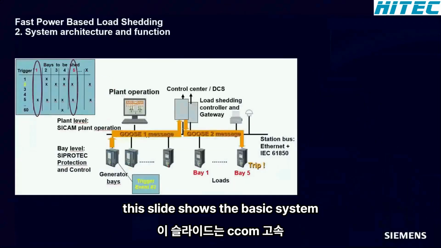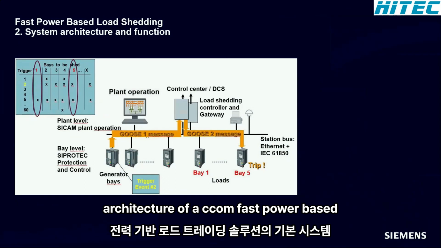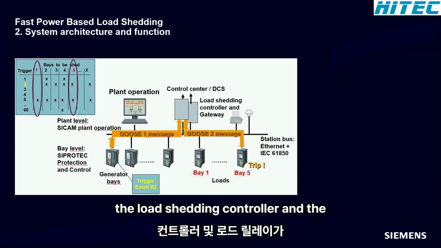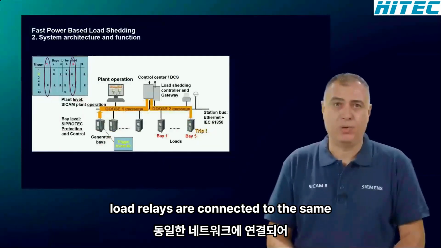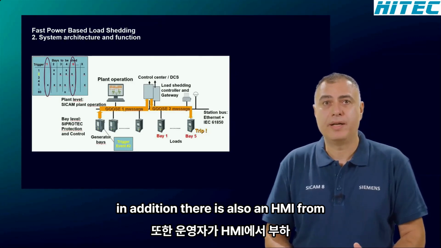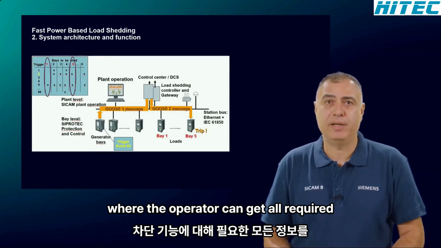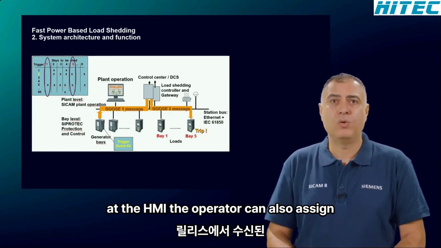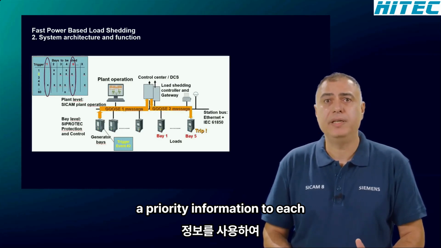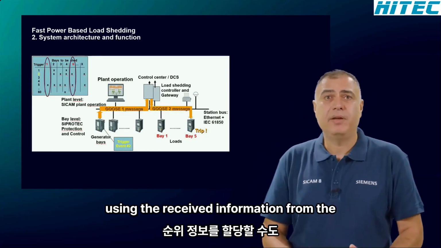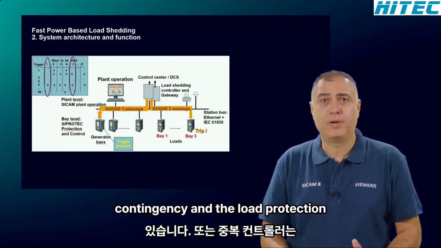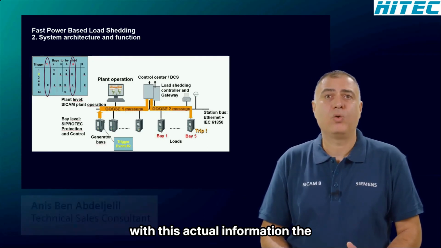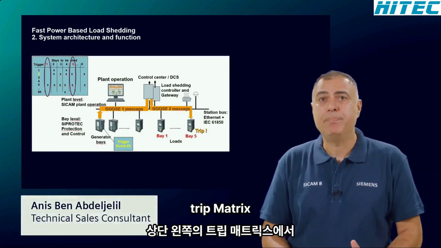This slide shows the basic system architecture of a SICAM fast power-based load shedding solution. As you can see, the contingency relays, the load shedding controller, and the load relays are connected to the same network. In addition, there is also an HMI from where the operator can get all required information about the load shedding function. At the HMI, the operator can also assign priority information to each individual load. Using the received information from the contingency and the load protection relays, the singular or redundant controller is updated. With this actual information, the controller pre-calculates the so-called trip matrix.